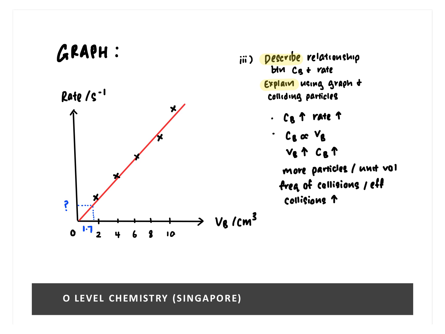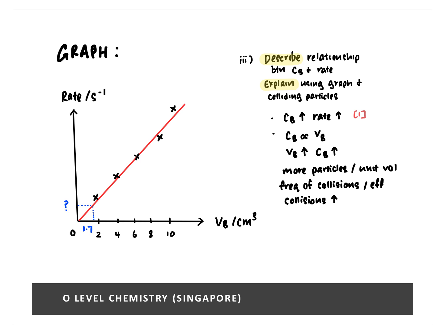For part 3, I would say this is a routine theory question. You're supposed to describe and explain. So be very sensitive to these 2 words. Describing means you just only need to state the relation that you can see, which is that when the concentration of B increases, rate increases. That would give you your 1 mark.